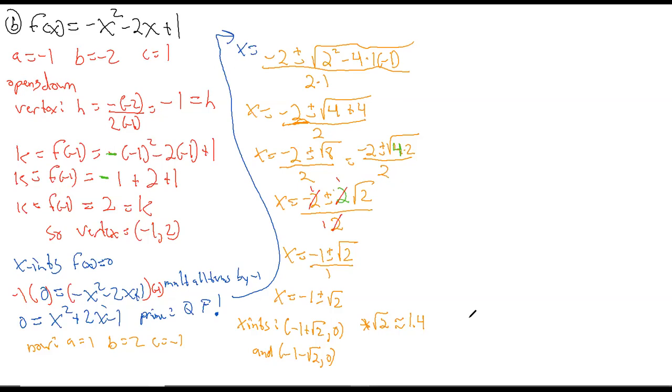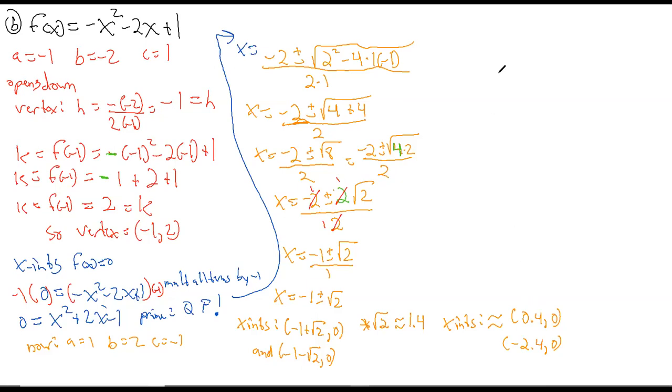So the x-intercepts, let's get the approximation to them. They are approximately, if this is adding 1.4, negative 1 plus 1.4 is 0.4, so it's about 0.4, comma 0. Negative 1 minus 1.4, same sign, add, keep the sign, would be negative 2.4, comma 0. And again, when I actually go to graph them, I'm just going to call these 0.4s 0.5s to keep it simple.